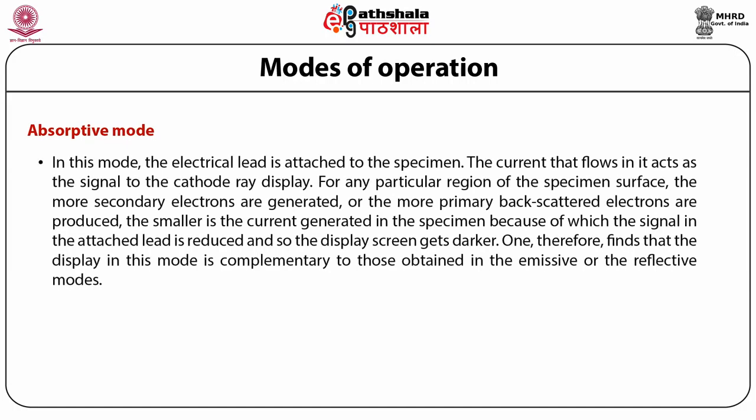Absorptive mode. In this mode, the electrical lead is attached to the specimen. The current that flows in it acts as the signal to the cathode ray display for any particular region of the specimen surface. The more secondary electrons are generated, or the more primary backscattered electrons are produced, the smaller is the current generated in the specimen, because of which the signal in the attached lead is reduced, and so the display screen gets darker. One therefore finds that the display in this mode is complementary to those obtained in the emissive or the reflective modes.